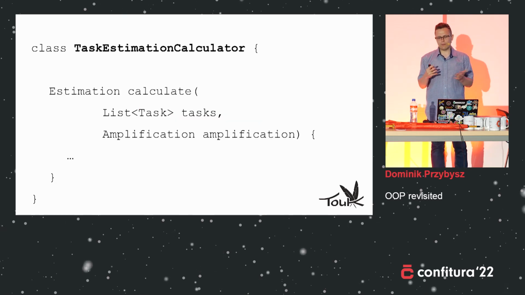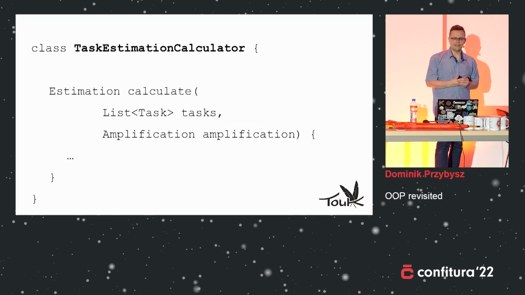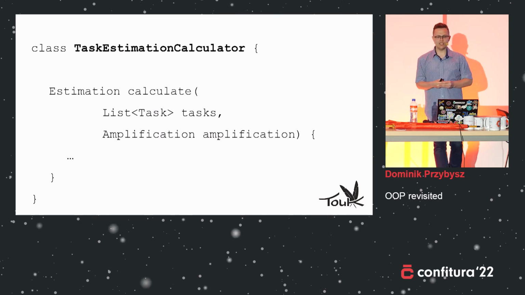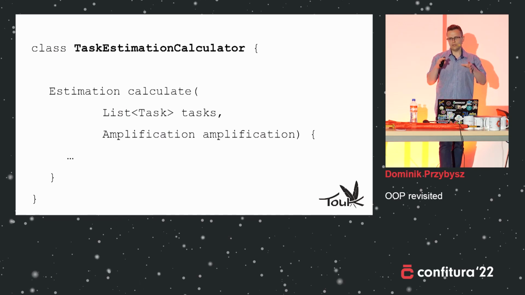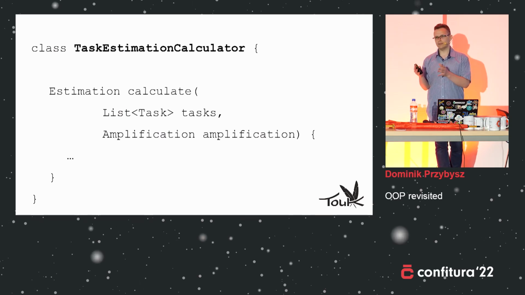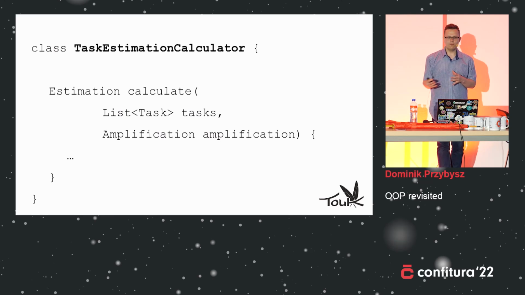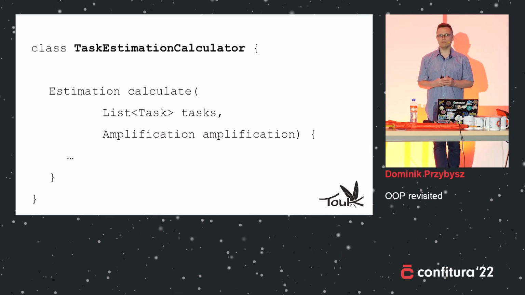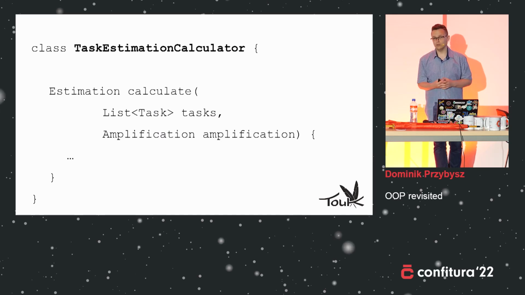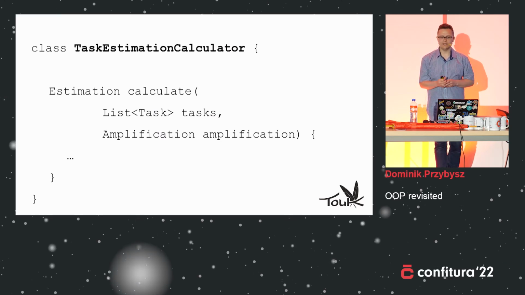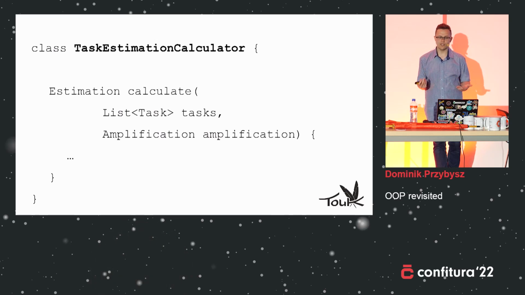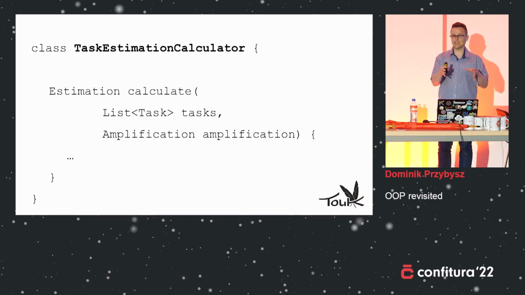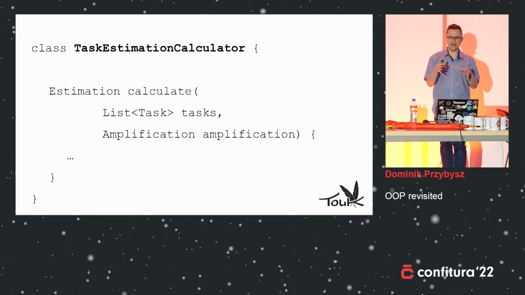Let's think about an example of such a domain service or such pure fabrication. We have created a task estimation calculator, whose only behavior is to calculate some final estimation from some list of tasks and also add some amplification because, for example, we know that our team is too optimistic in estimations. But this is hidden inside that class, and this is the only duty of that class.